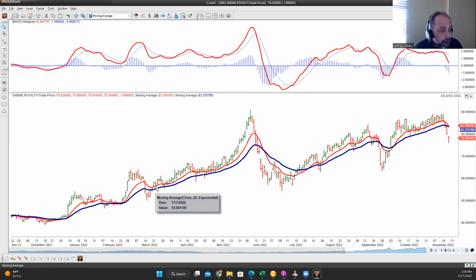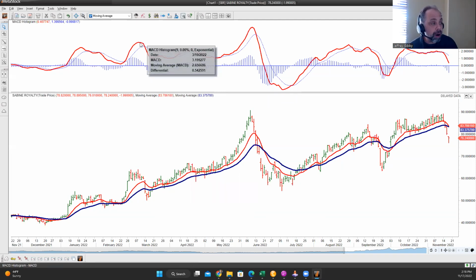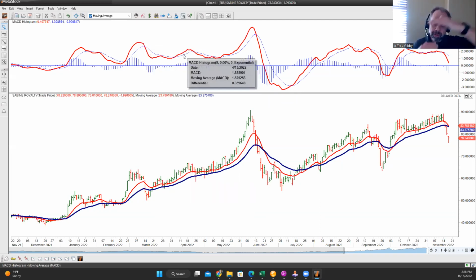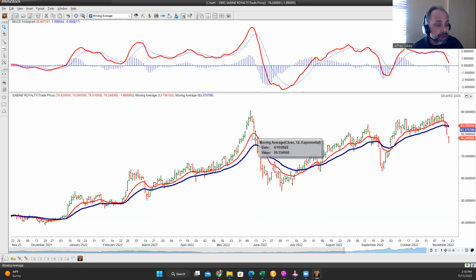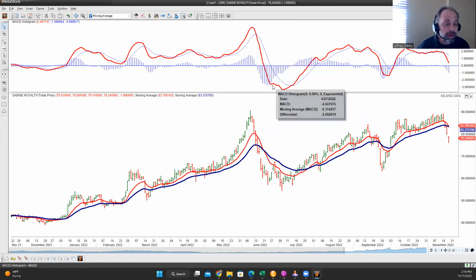But if we're in an uptrend on Sabine Royalty, then the shorter term moving average is going to be above the longer term moving average. So you're going to have a positive red line. The difference is going to be higher when you subtract the values out. If you're moving very, very rapidly, and this is why it's good at measuring momentum, the shorter term moving average is going to separate from the longer term moving average, giving you a bigger peak, or a bigger trough if the other is going down.